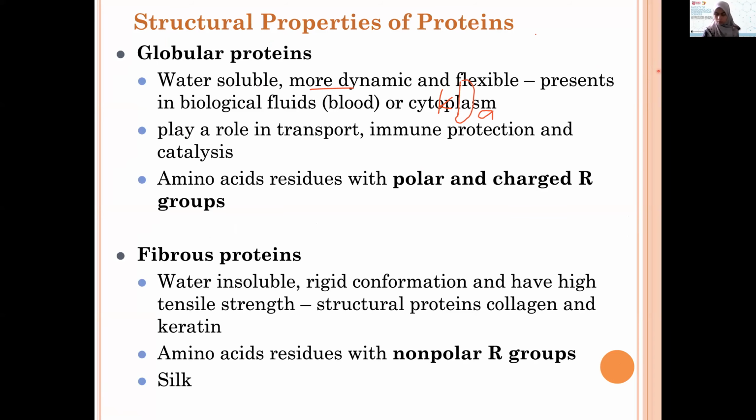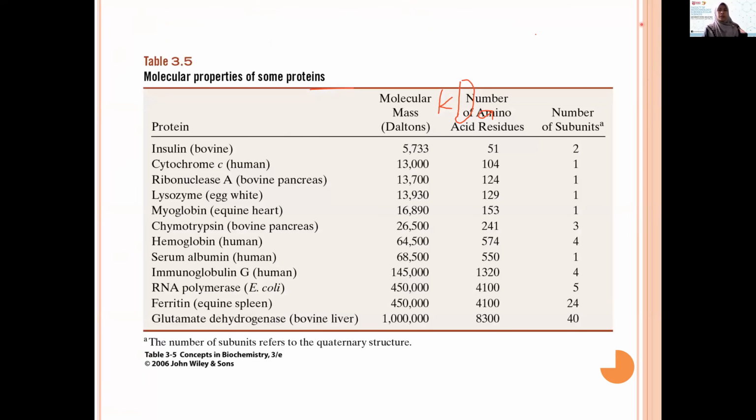Okay, so now we have different sizes of protein.